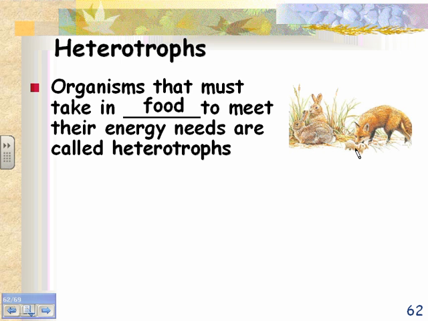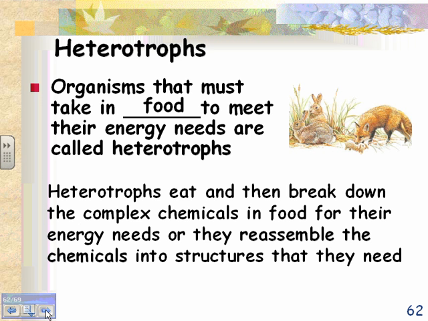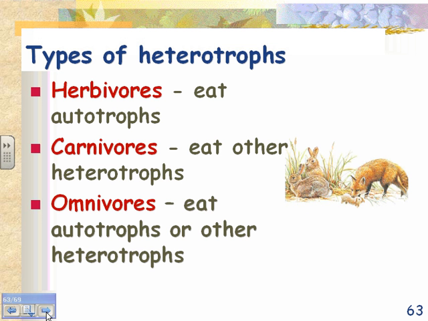This is a heterotroph because it's eating an animal. Heterotrophs eat and then break down the complex chemicals in food for their energy needs, or they reassemble the chemicals into structures that they need. Use this word kind of loosely here. Heterotrophs, there are some that absorb nutrients, like fungi, for example, the decomposers, as opposed to actually eating them. So there are a few types of heterotrophs that I want you to know. Actually, there's more than this, but you should learn these at least.